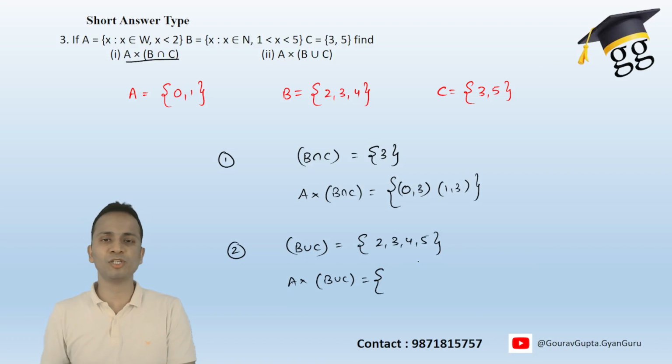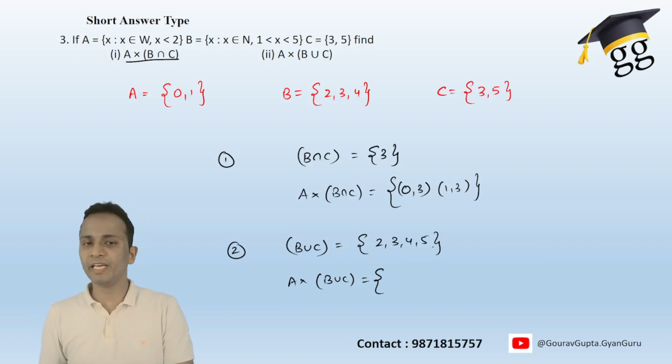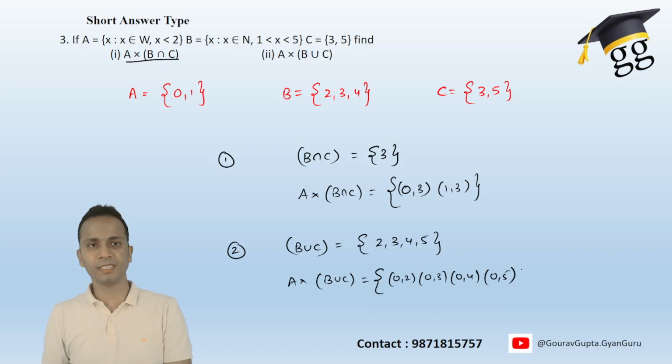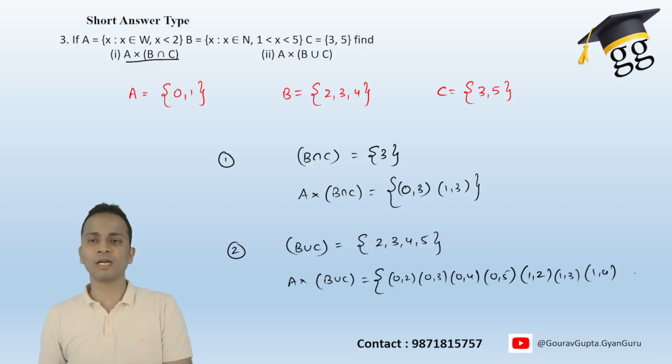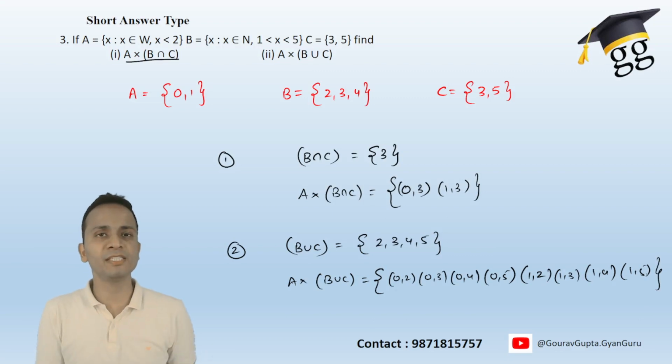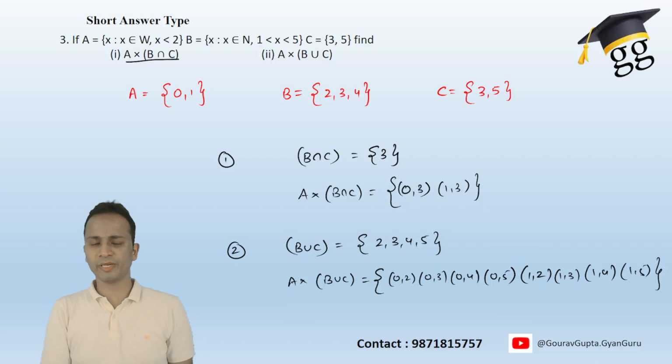First of all, the first element of A, 0, will be combined with every element of B union C. So it will be 0, 2, 0, 3, 0, 4 and 0, 5. Done. Then the second element of set A, which is 1, will be combined with every element of B union C. So it will be 1, 2, 1, 3, 1, 4 and 1, 5. Like I told you, there will be 8 elements in this Cartesian product. You can check, there are 8 ordered pairs in this.